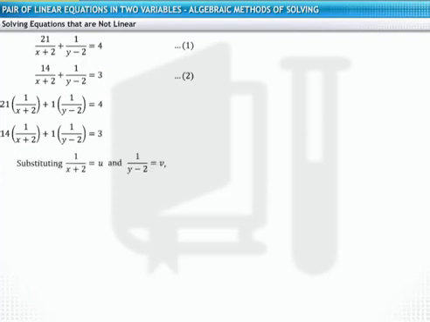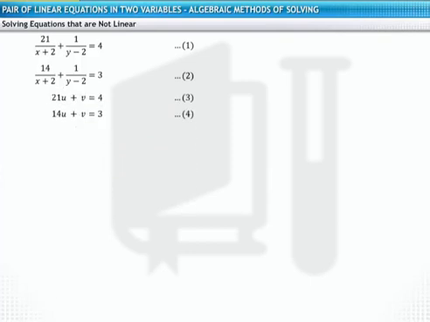Next, we'll substitute the fraction 1 divided by x plus 2 with u and the fraction 1 divided by y minus 2 with v respectively. So the two variables in the pair of linear equations are u and v. Now, using any of the three methods, we can solve for u and v in this pair of linear equations.